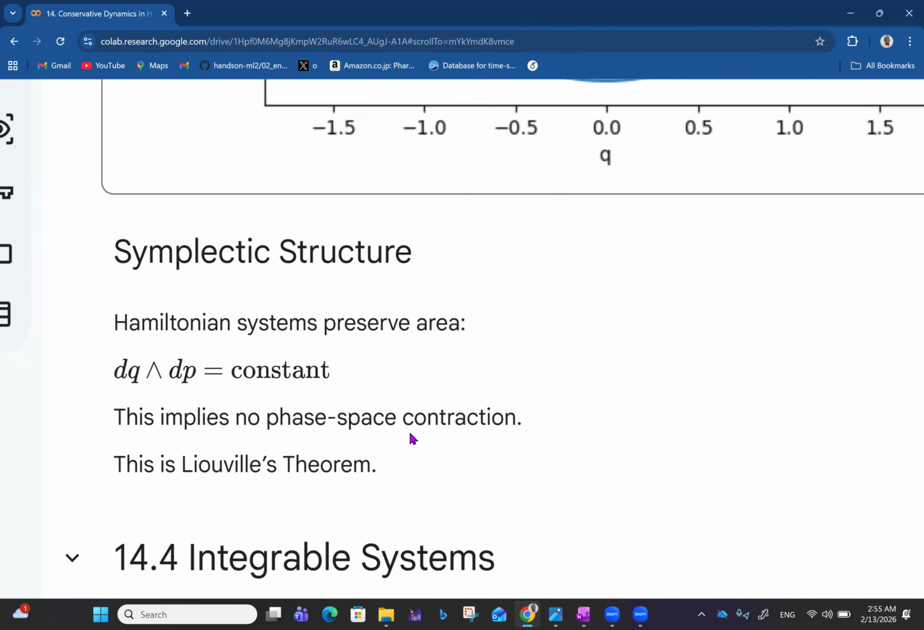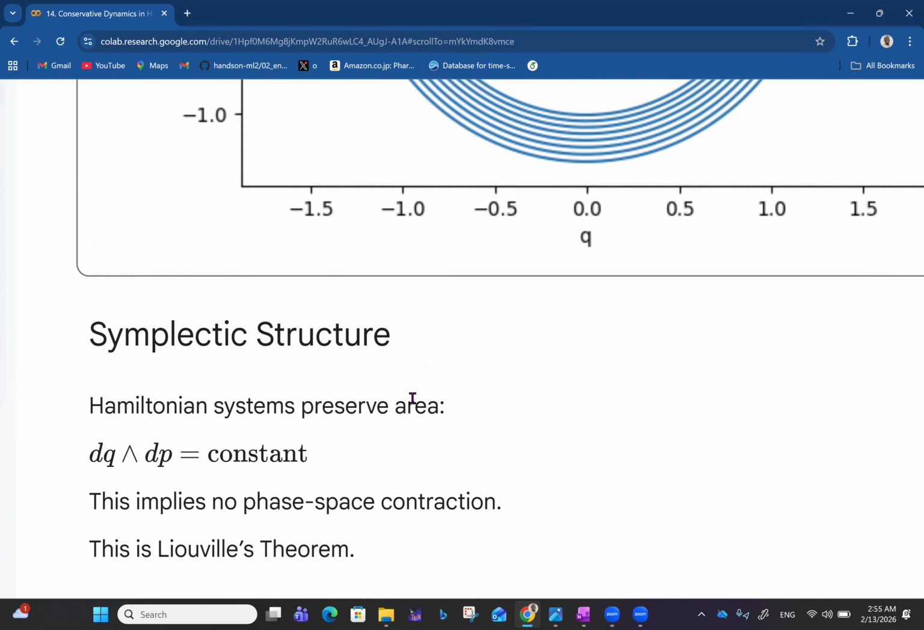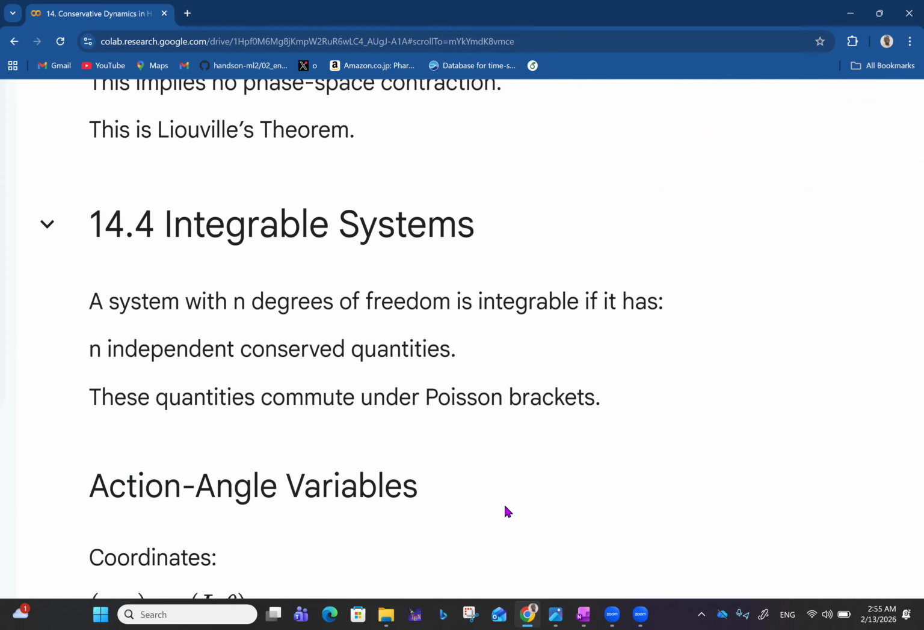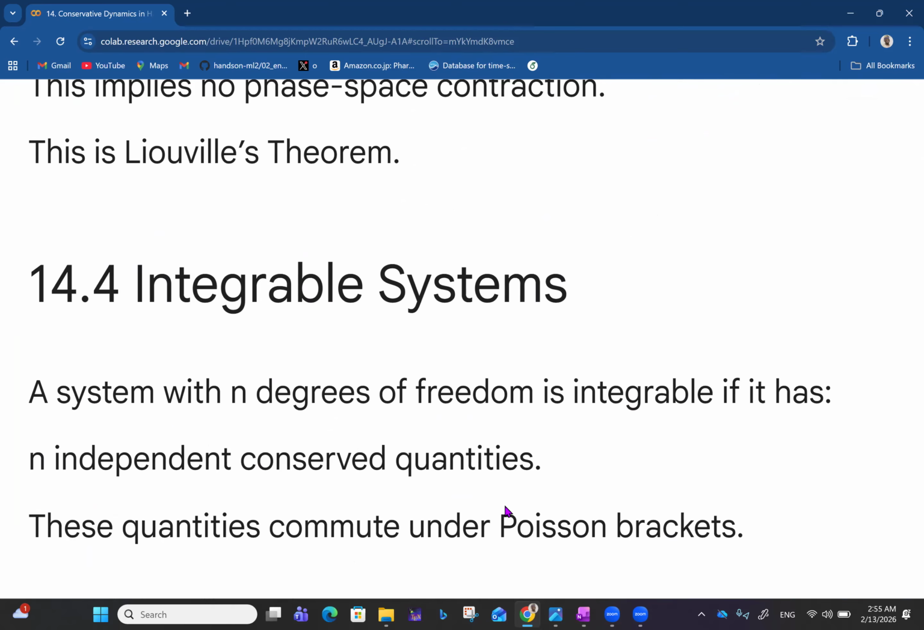So we then have the symplectic structure. Hamiltonian systems preserve area, such that dQ intersection dP is constant. This implies no phase space contraction. This is Liouville's theorem. And that takes us to integrable systems. A system with n degrees of freedom is integrable if it has n independent conserved quantities, and these quantities commute under Poisson brackets.